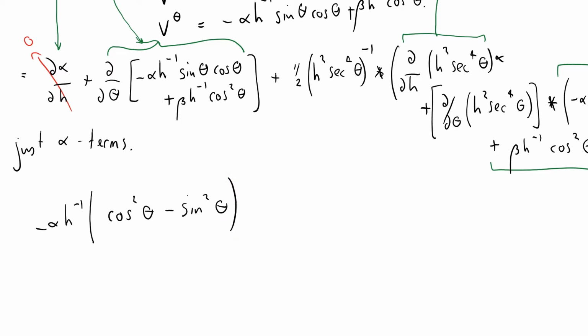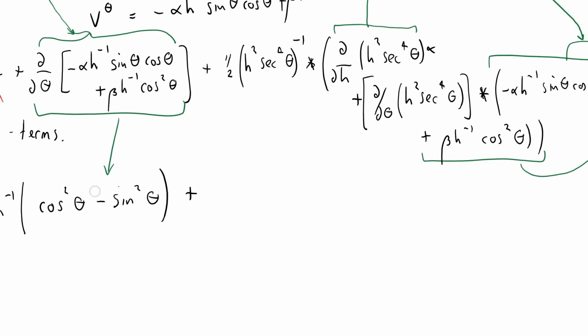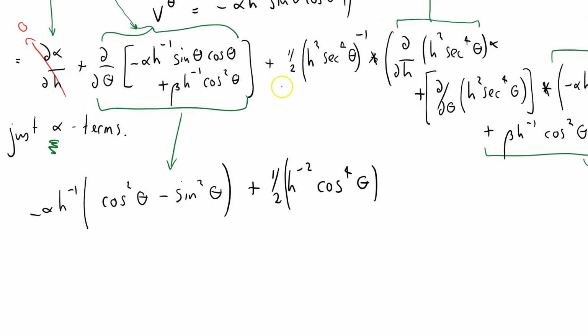That's closing brackets there. That is this term here, but just the alpha terms. I'm not doing anything else. I'll do the beta terms later. Plus 1/2 h minus 2 cos to the 4th theta, which is this term here. That's there. That's that term there.